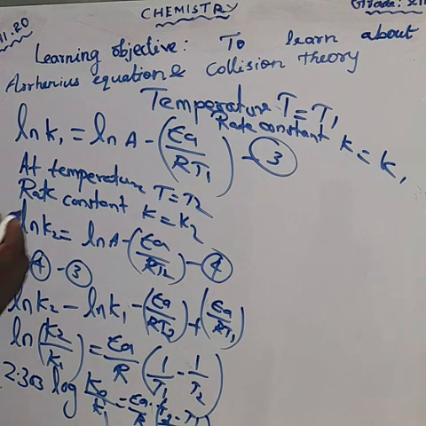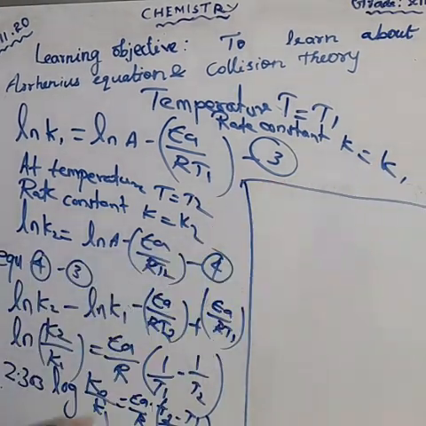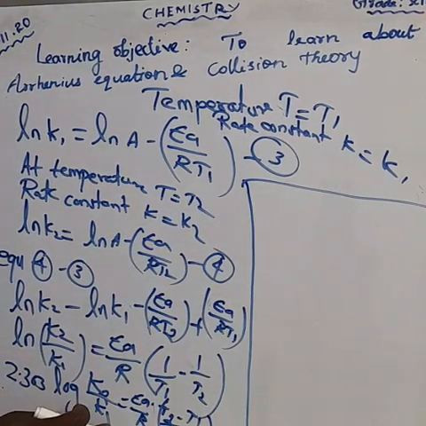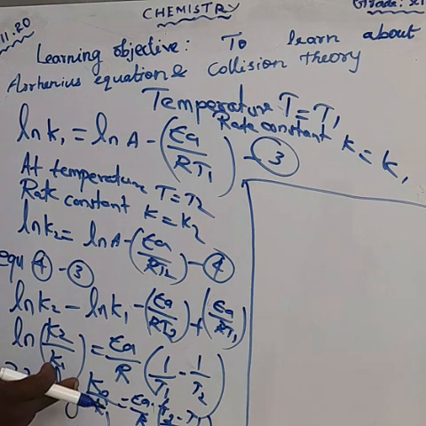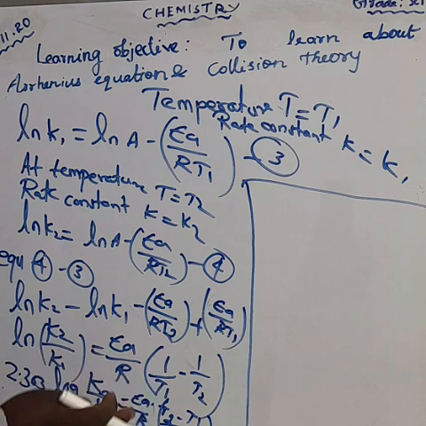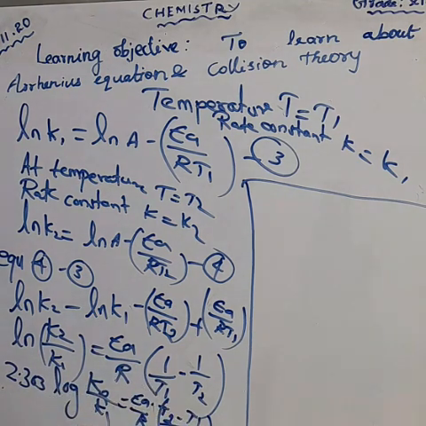One more step also. Have any doubt in this area? So ln is converted to log. Ln is converted to log, so multiply by 2.303. So log K2 by K1 is equal to EA by R cross multiplication (T2 minus T1) divided by T1. Okay, clear.